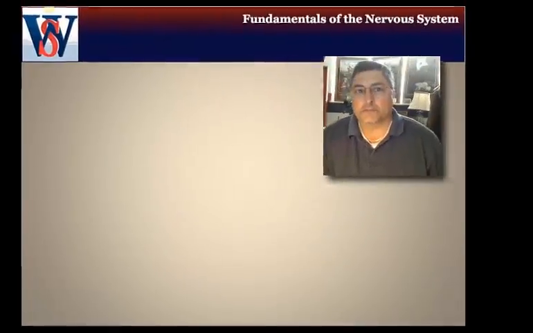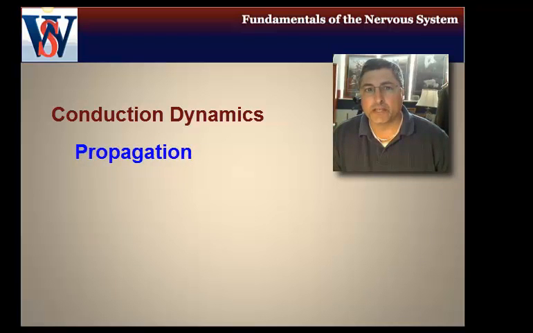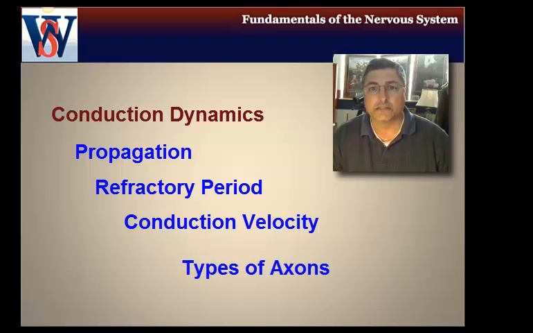Hey guys, welcome back. This time around we want to take a look at conduction dynamics. And particularly we want to take a look at four main topics. We want to look at propagation. We also want to take a look at refractory periods and see what kind of influence the refractory periods have on potential propagation. We want to take a look at the conduction velocity that can occur down an axon. And we want to finally take a look at the different types of axons that we have.